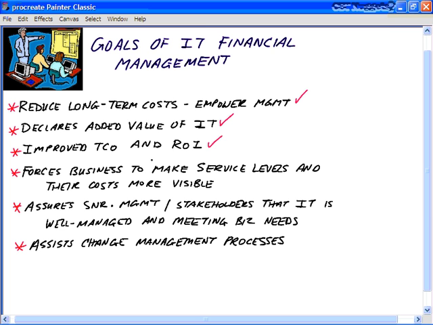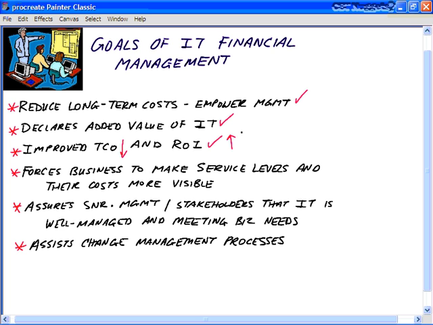So in other words, we're going to reduce the total cost of ownership and we're going to enhance our return on investment. Those are two main goals. Also, IT financial services management forces the business or the organization to make the service levels and their costs more visible. In other words, holding you, quote unquote, accountable. Okay, making more visibility for IT outlays. You don't want things seeping through the cracks.